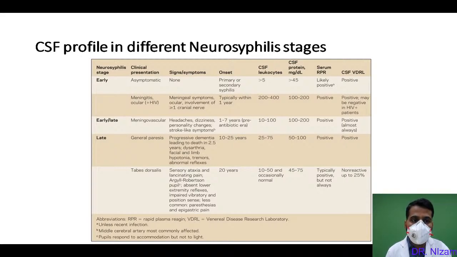In the late neurosyphilis, the stages are general paralysis and tabes dorsalis. Here the lab parameters are almost similar, but the clinical signs and symptoms and the duration of the onset is pretty late. That is after 20 to 25 years these symptoms start.